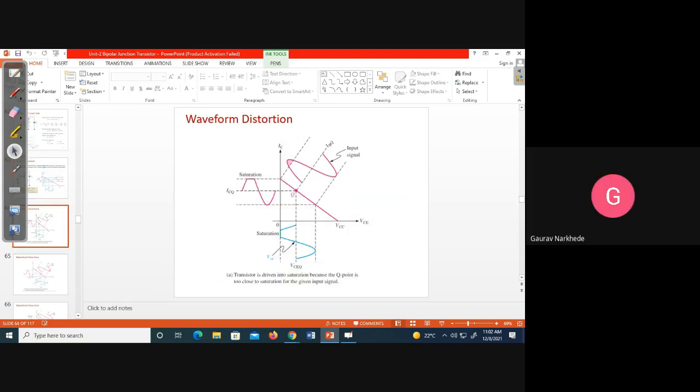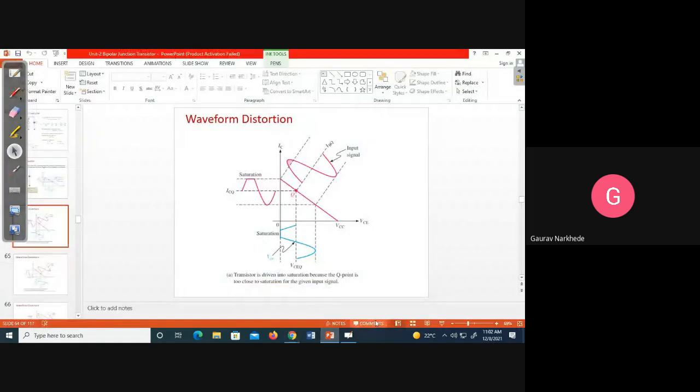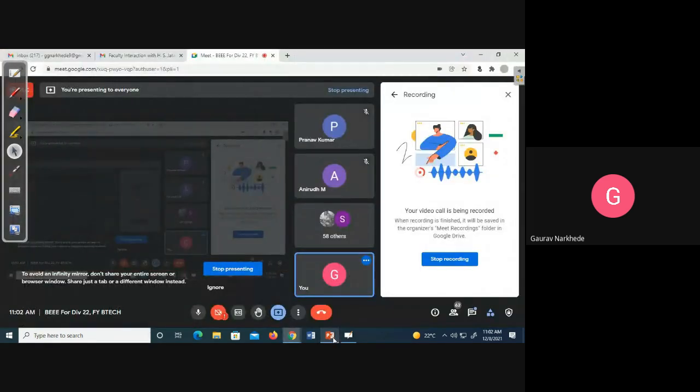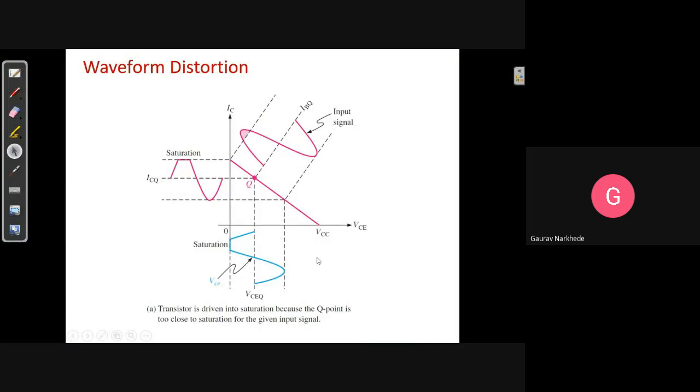So now let us say, when will distortion happen? Whenever this Q point is shifting towards saturation. Correct. Okay. Now listen, where is the input? What is input? Can I say input current? Yes, input current, right? So can I say this is IB?